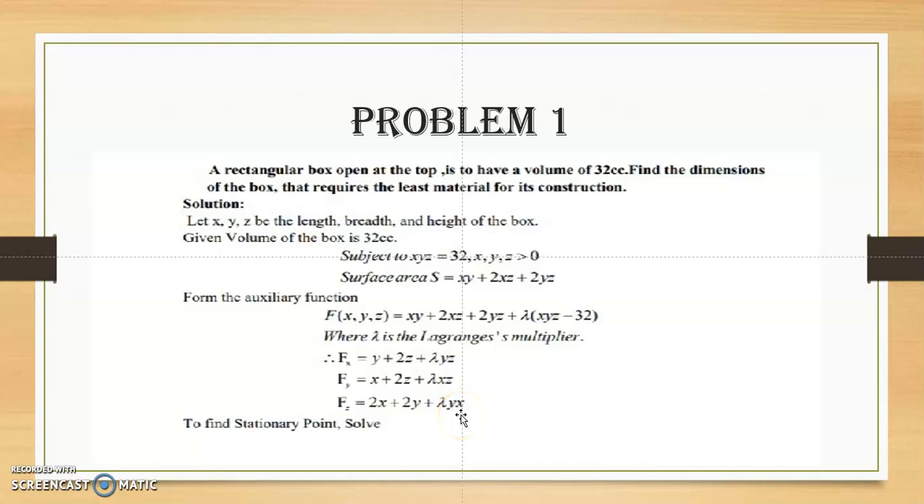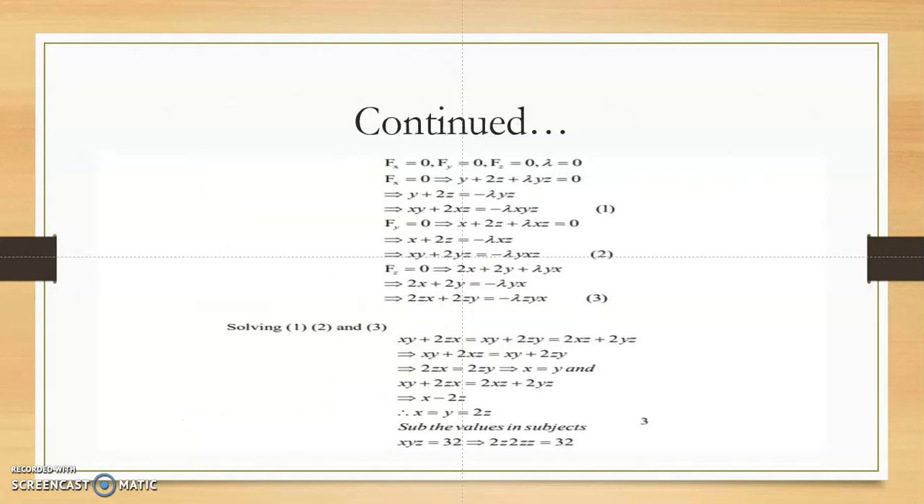So next we are going to find the stationary point. To solve for the stationary point, we have to substitute fx equal to 0, fy equal to 0 and fz equal to 0. If we substitute fx equal to 0, we get y plus 2z equal to minus lambda yz. Next, fy equal to 0, we get x plus 2z equal to minus lambda xz. Then put fz equal to 0, we get 2x plus 2y equal to minus lambda xy.